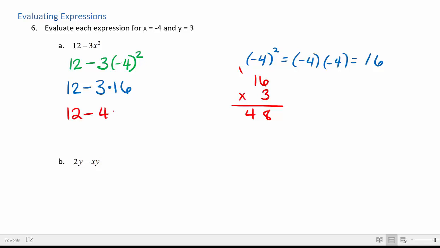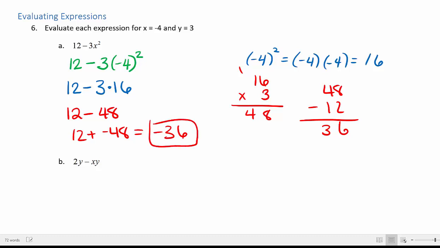12 minus 48 is the same as 12 plus negative 48. So my answer is definitely going to be negative. 48 minus 12 is 36. So negative 36 is my final answer here.